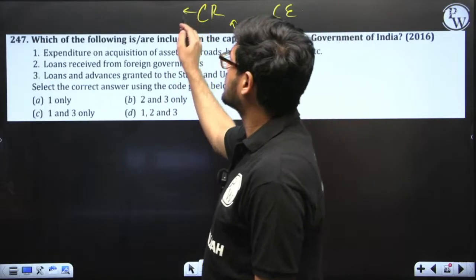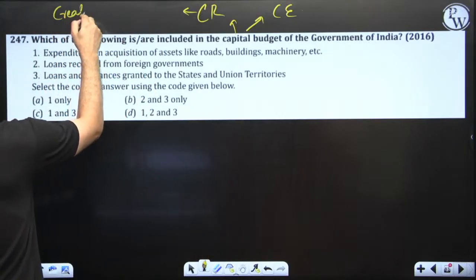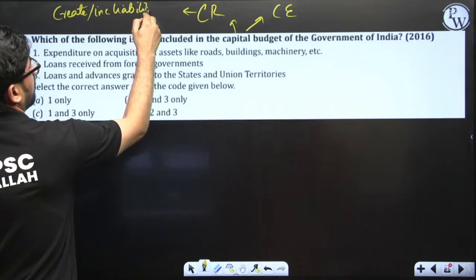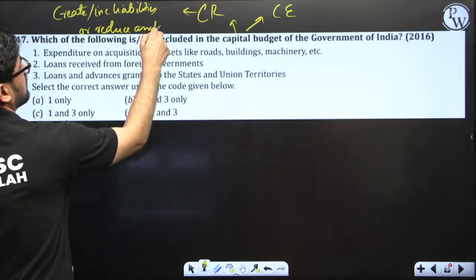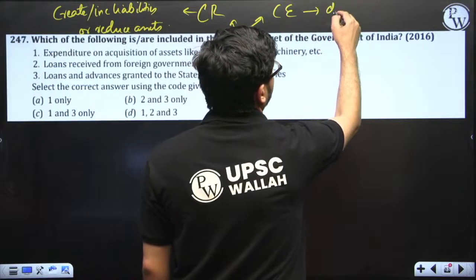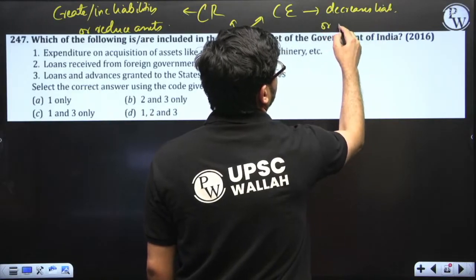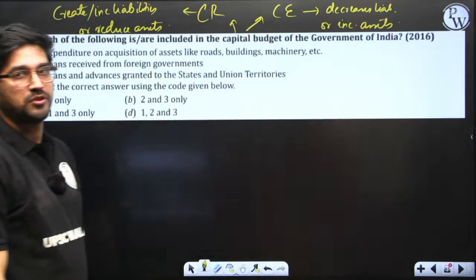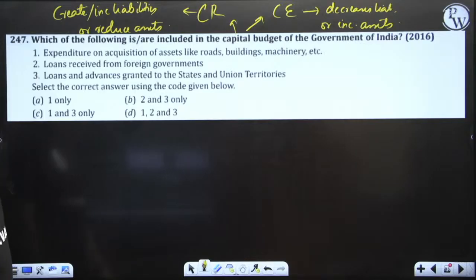Capital receipts are such receipts which either create, or you will say increase liabilities, or reduce assets. And capital expenditure is expenditure which either decreases liabilities or increases our assets. He's asking you which of these would be included in the capital budget of the Government of India. Very simple question to answer.